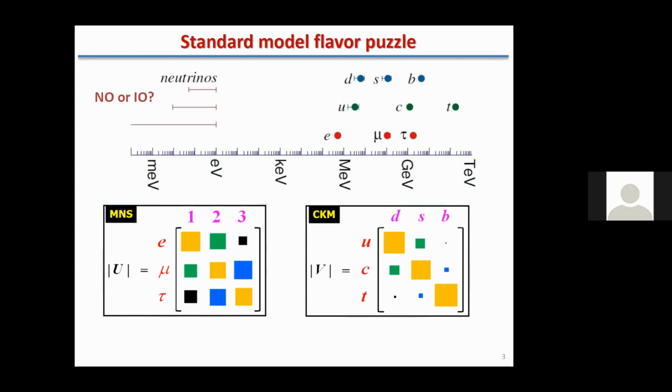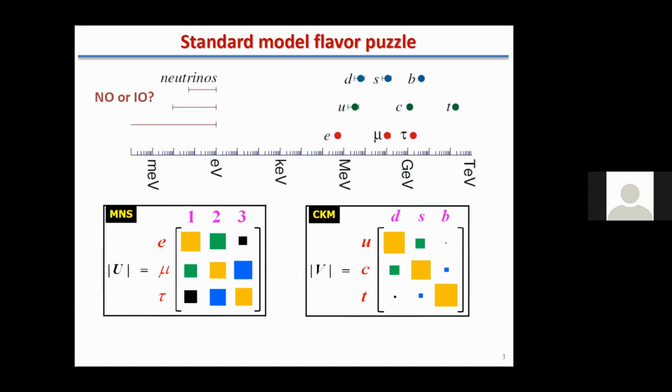Another aspect of the flavor puzzle is mixing. The quark mixing is described by the CKM mixing matrix, and the lepton mixing by the MNS mixing matrix. These are 3 by 3 unitary matrices, and the area of each element denotes the square of that element, showing how large it is. You can see the CKM matrix is almost diagonal, and the largest mixing is the Cabibbo angle between the first and the second generations. The lepton mixing has large mixing angles: the atmospheric mixing angle is about 45 degrees, and the solar mixing angle is more than 30 degrees.